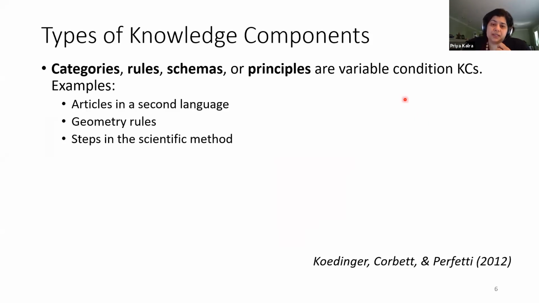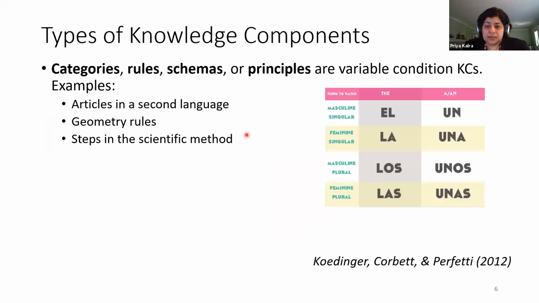In the KLI framework, they also refer to variable condition knowledge components, and these are obviously the kind that I find interesting because they include categories, rules, schemas, or principles. So you can't just learn a one-to-one mapping. Here are some curricular examples. For English speakers, to learn the articles in Spanish, you have to learn at minimum a one-to-many mapping, and there are these conditionals that you have to keep in mind. Is it masculine? Is it feminine? Is it singular? Is it plural? Whereas in English, we only have to think about singular and plural.